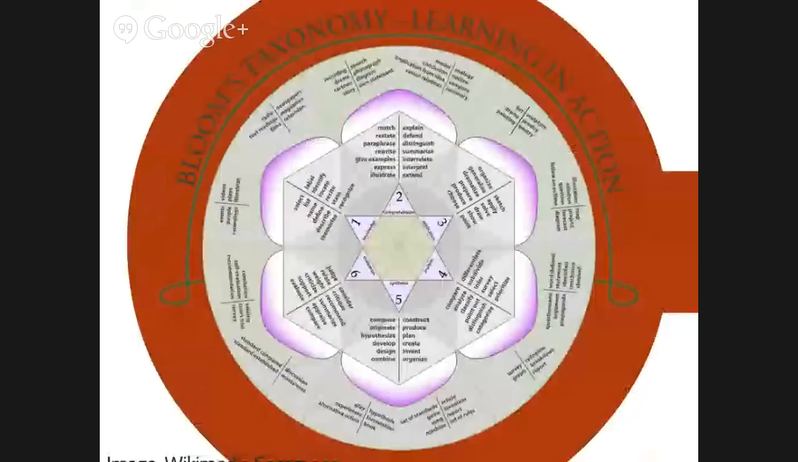So, I don't know if you're familiar with this. This is one of my favorite images of Bloom's taxonomy. This is called Bloom's Rose. It's on Wikimedia Commons, which is nice because I'm allowed to use it in this. And it's also because my daughter's name is Rose.